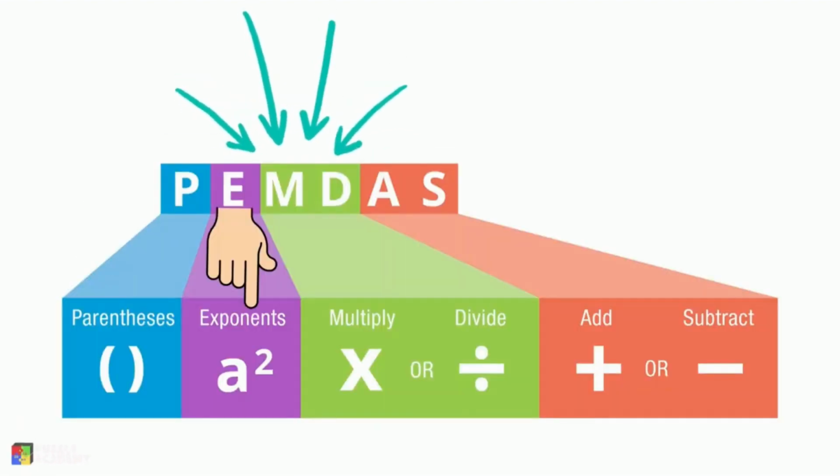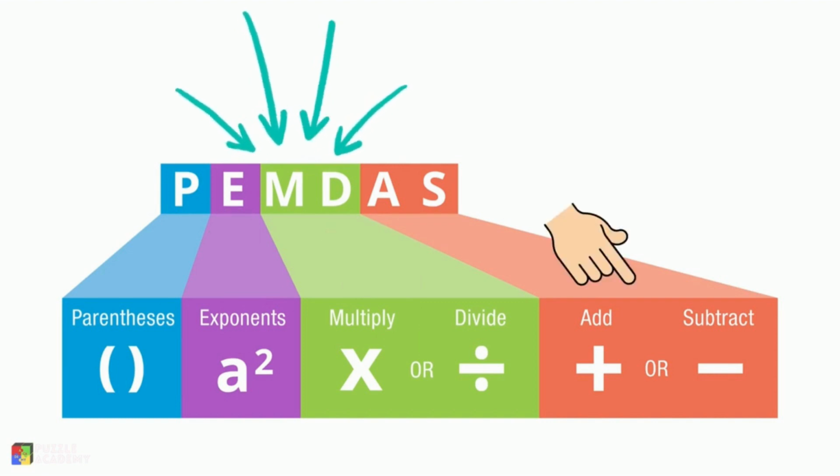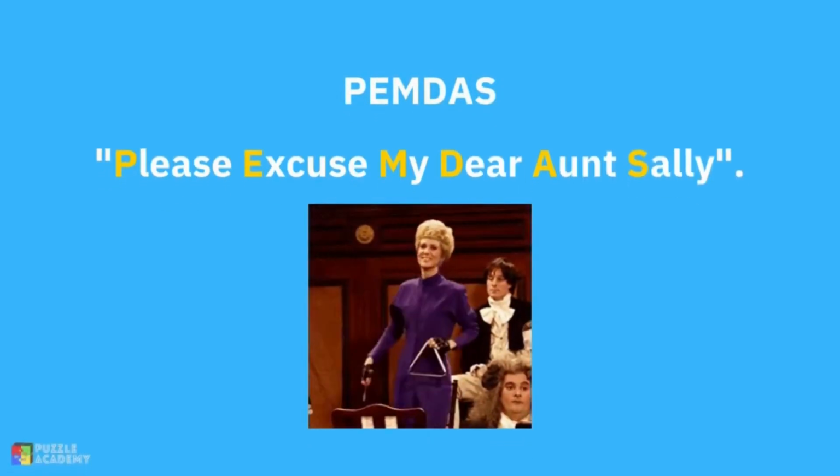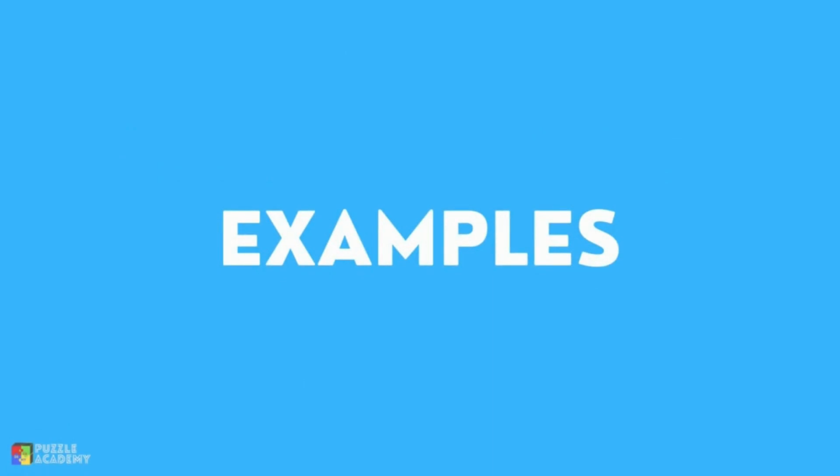Parenthesis first, exponents, powers and square roots, etc. Multiplication and division from left to right. Addition and subtraction from left to right. You can remember by saying, "Please excuse my dear Aunt Sally." Now, we have prepared you some examples for this quest.